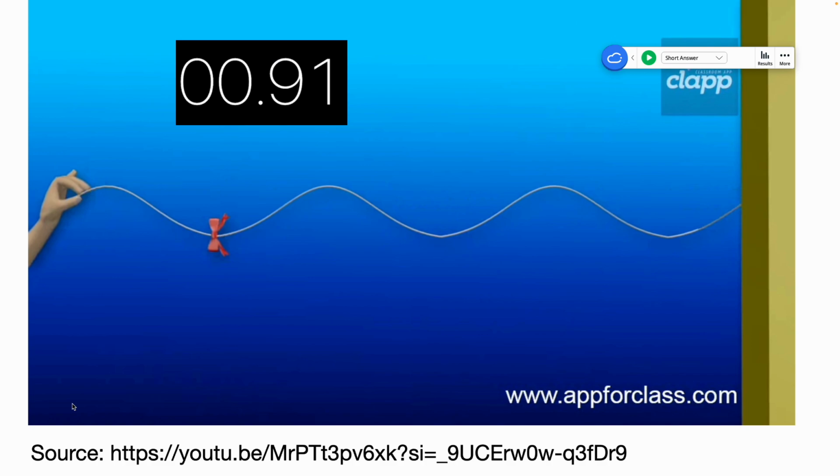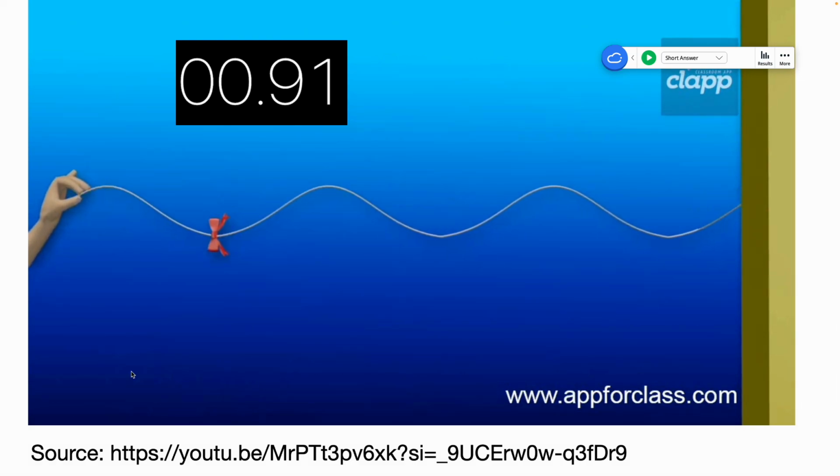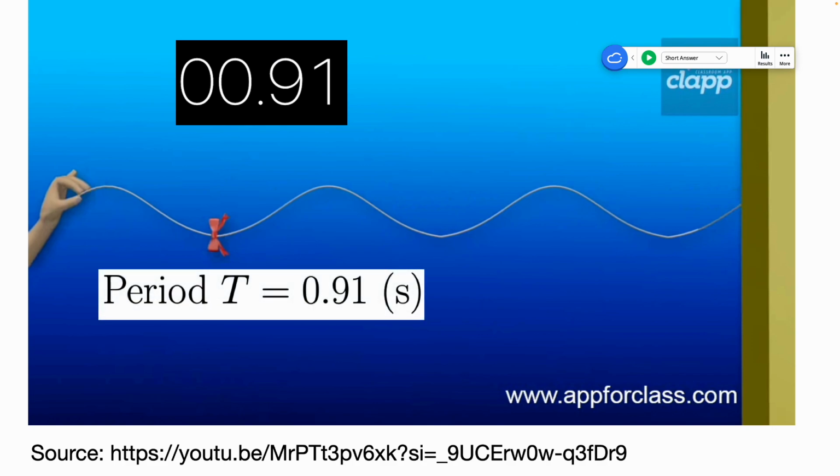Let's see that again. I can start the timer when it reaches the bottom and see how long it takes to go up and down again. For this case, 0.91 second is the time it takes to repeat the entire process and go back to the initial position. The time it takes for it to repeat itself is called the period of the wave.